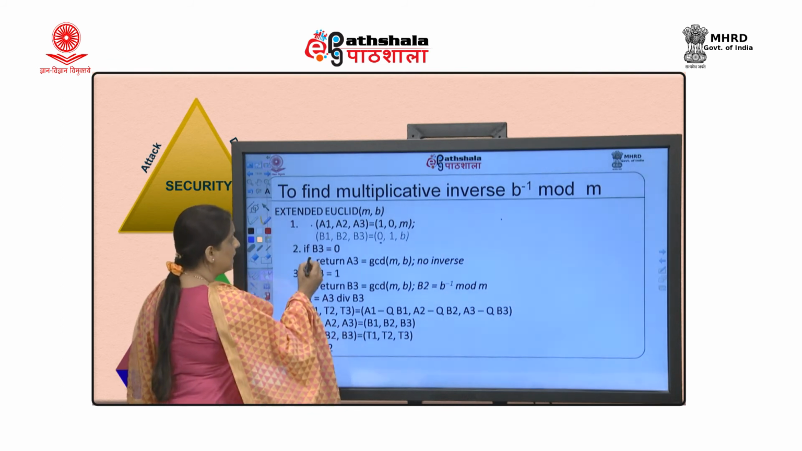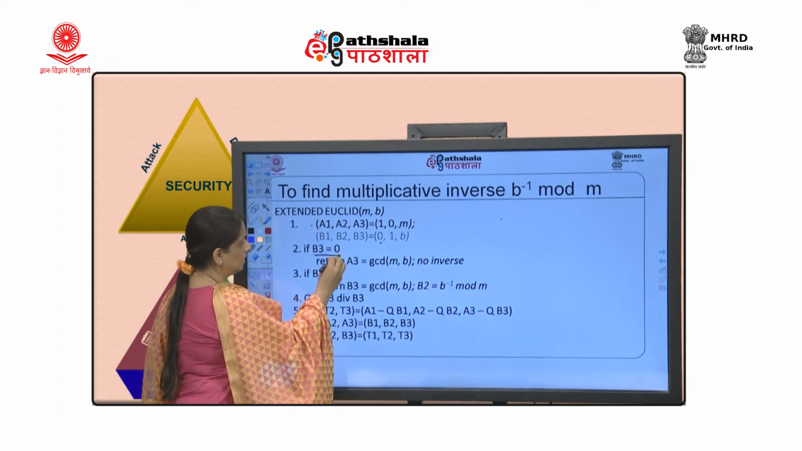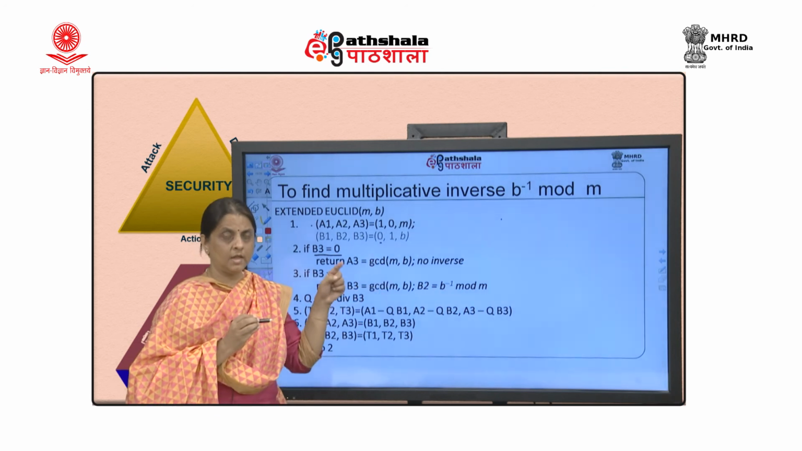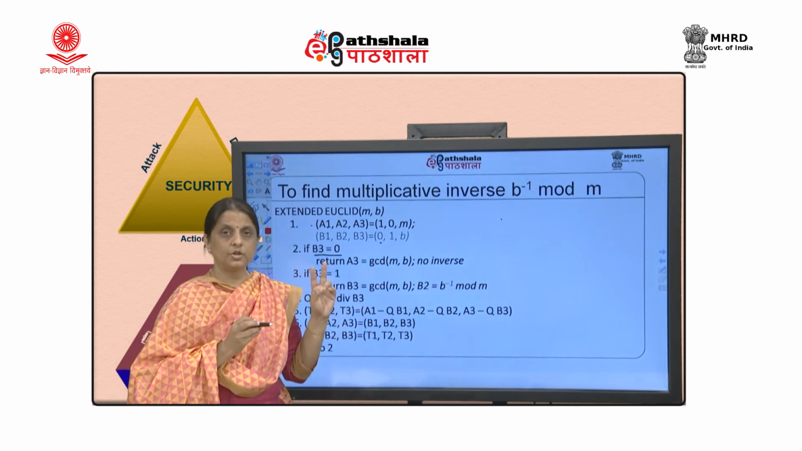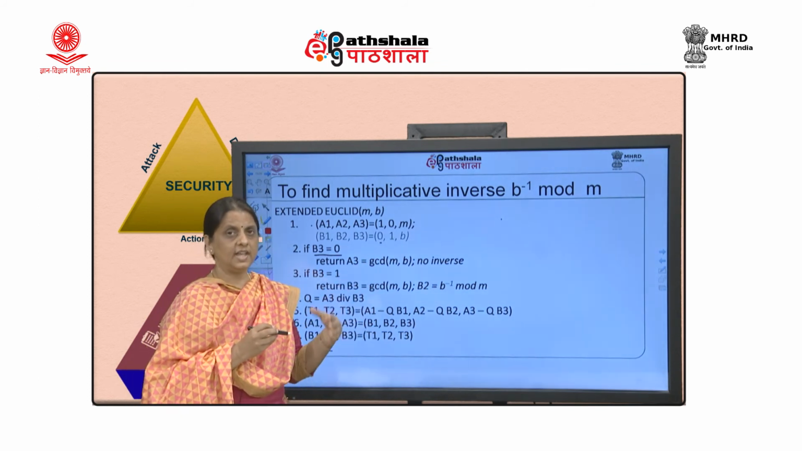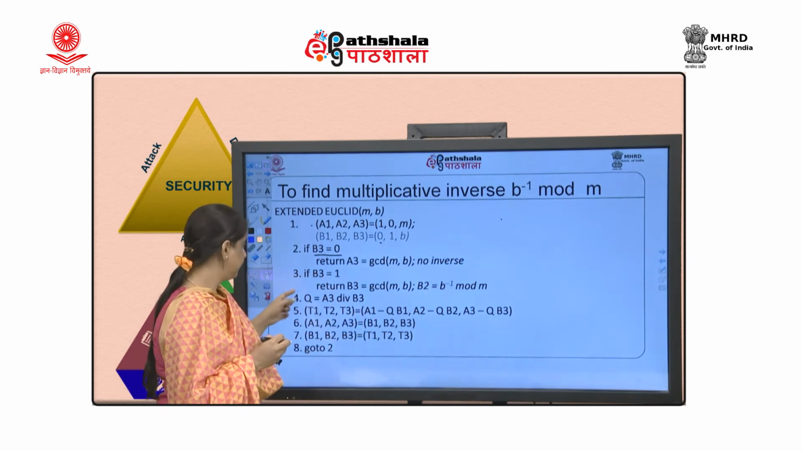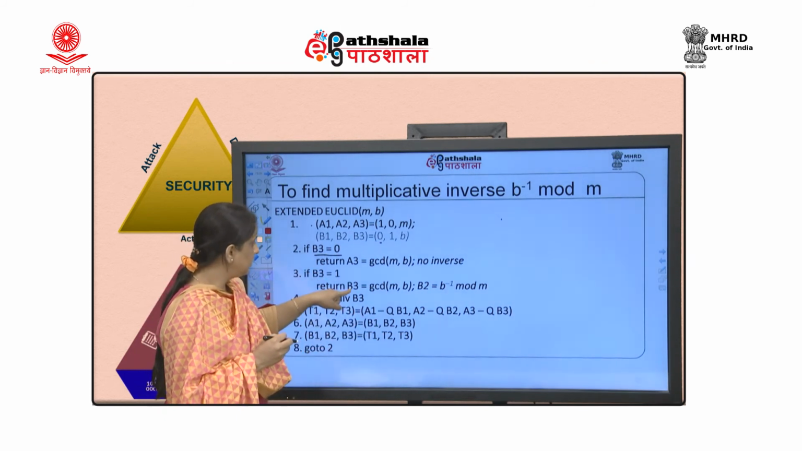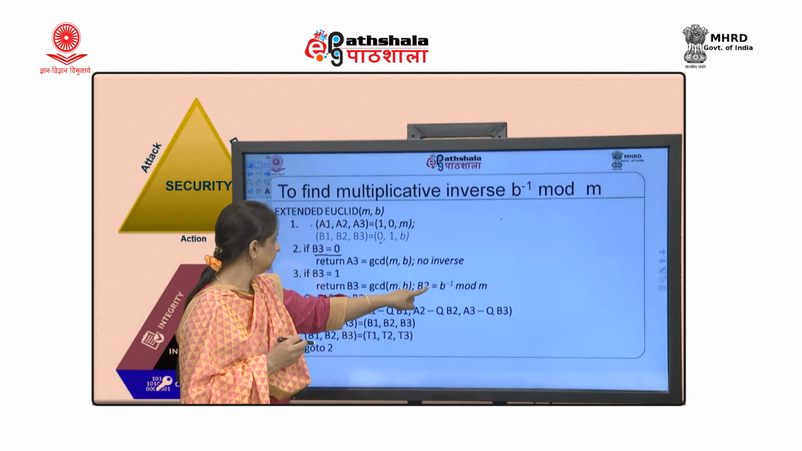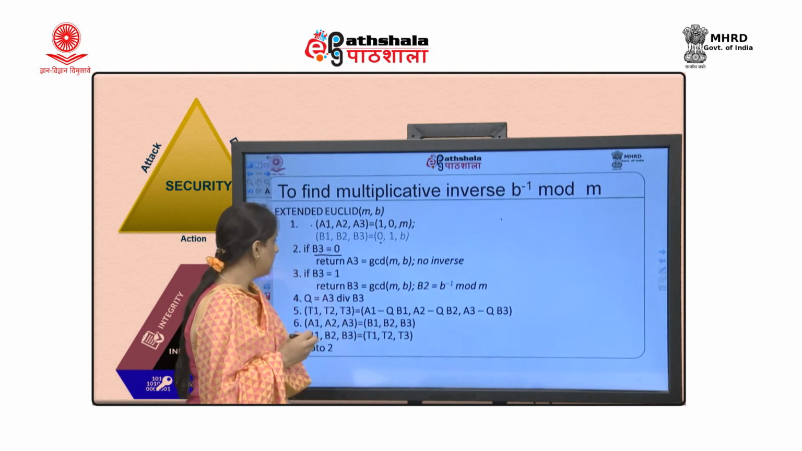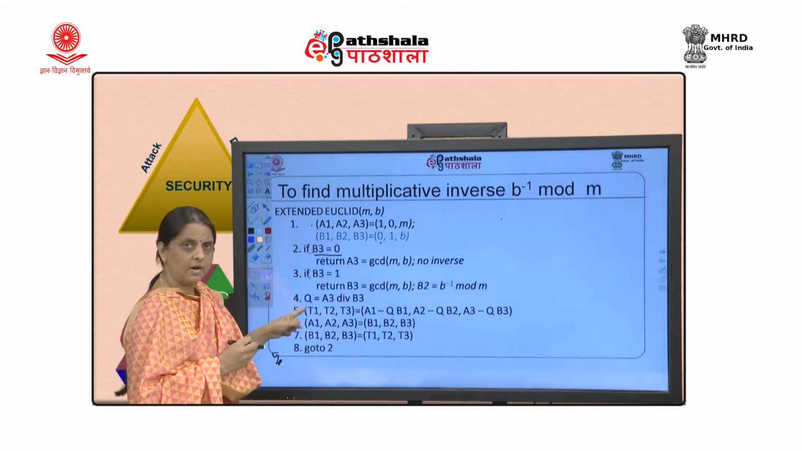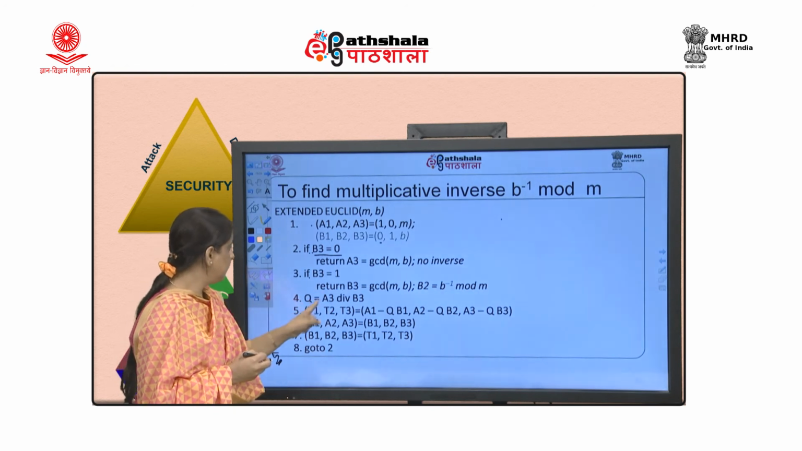B would be reflected as B1, B2, B3. The algorithm says if you find B3 to be 0, then A3 is the GCD of M and B and there is no inverse. If two numbers are not relatively prime, that means they have a GCD and their inverse cannot be found. If B3 is equal to 1, then B3 is the GCD of M and B, and B2 is B inverse mod M. So, the whole idea depends on the value of B3, 0 or 1; accordingly we find out whether we have an inverse or not.